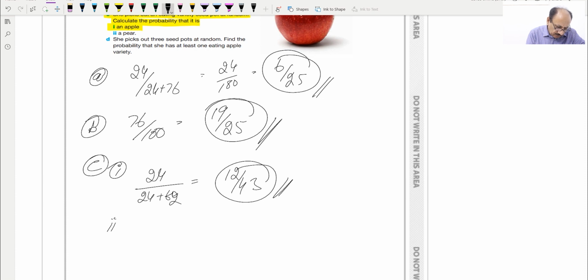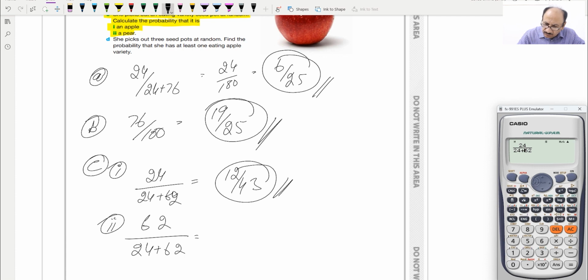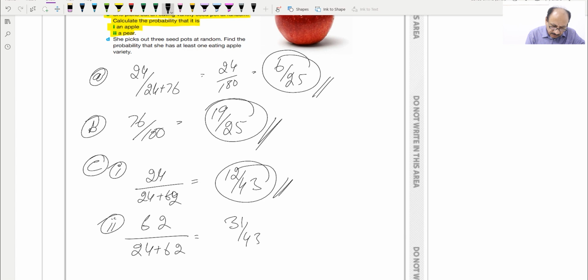Now for the second part, it is a pear. So pears are how many? They are 62 pears. So we can write 62 out of again 24 plus 62, and we can simplify this, and this will result in 31 over 43. This will be the answer for the second part.